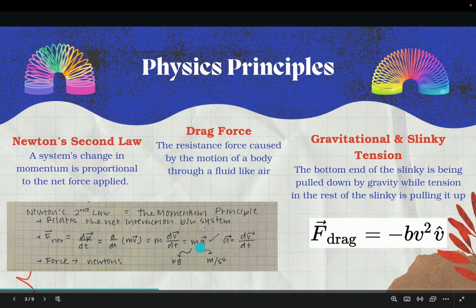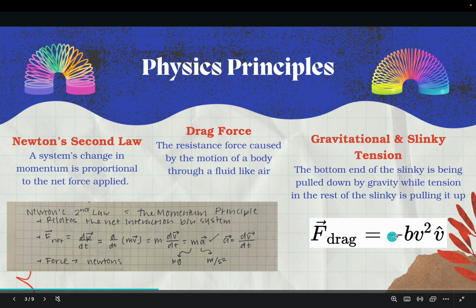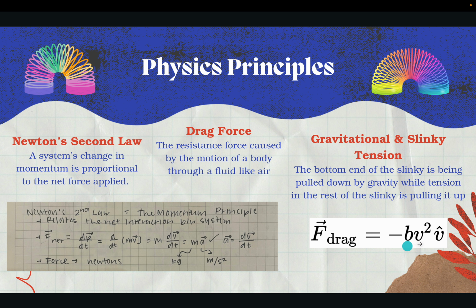Then the drag force here is the resistance force caused by the motion of a body through a fluid like air or water, and it is always in the opposite direction of the object's motion. Here, the drag force can be exemplified by the equation negative b v squared times v hat, where b is the proportionality constant of the drag force, v is the speed of the object, and v hat is the direction of the velocity.